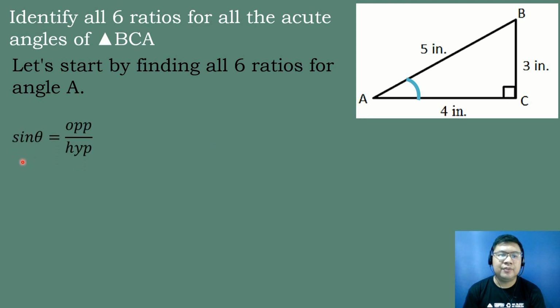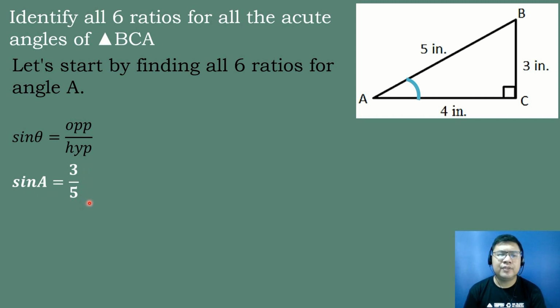So let's compute first for the value of sine theta. For sine theta, our formula is opposite over hypotenuse. So let's look at our given angle, which is angle A. The opposite side of angle A is equal to 3 inches. And the hypotenuse of the triangle is 5 inches. So this will be 3 over 5. So sine A will be equal to 3 over 5.